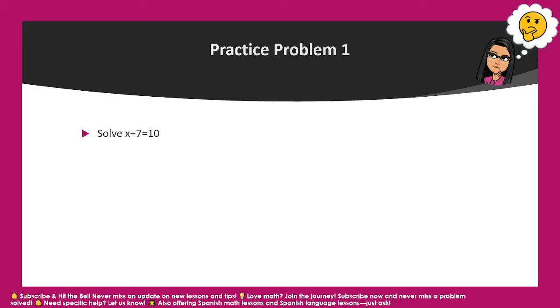Great job. So you already solved the first one. Now we're going to solve the second one. We have x minus 7 equals 10. Okay, so x is my variable. Remember, it's the letter that we're solving. Our constants, which are the numbers that don't have an x next to them, are negative 7 and 10. Okay, so we're going to solve it. x minus 7 equals 10.